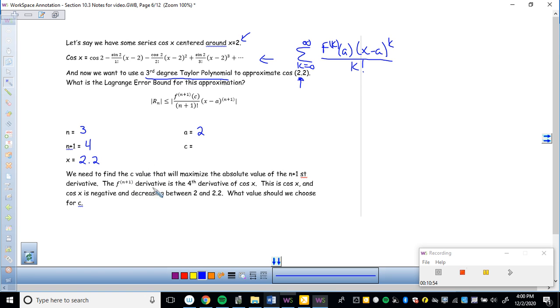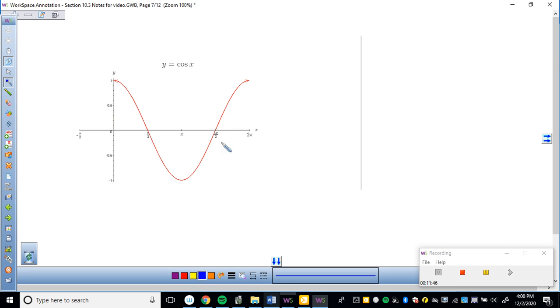So the n plus first derivative is the fourth derivative in this case, because n plus 1 is 4. So we're looking at the fourth derivative of cosine x. Well, the fourth derivative of cosine x is cosine x. And cosine x is negative and decreasing between 2 and 2.2. So we have to think about what value we would choose. So let's look at the cosine curve. And we are interested in the interval between 2 and 2.2.